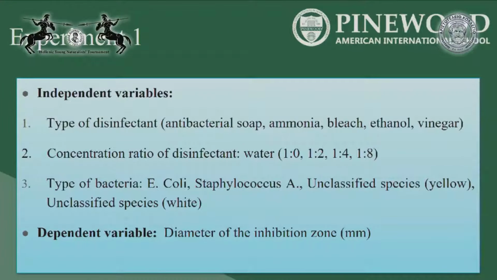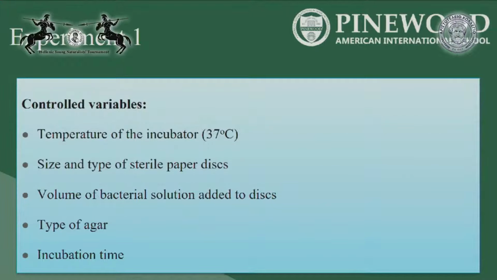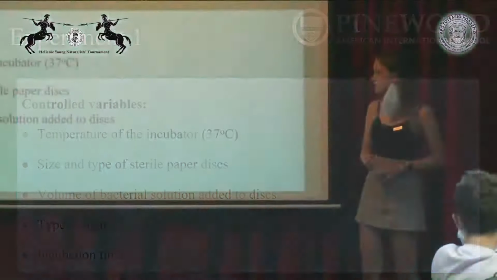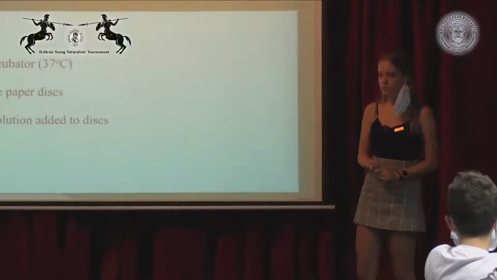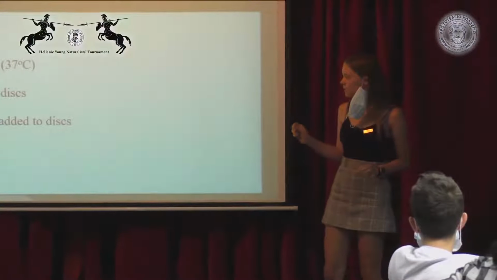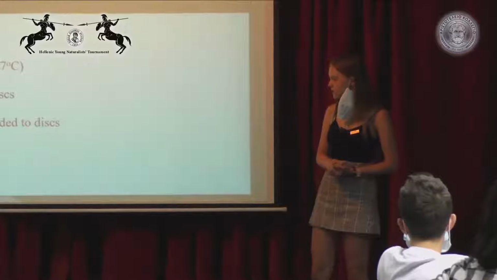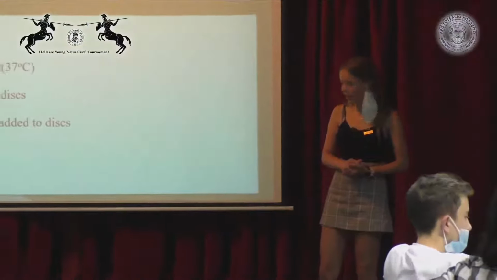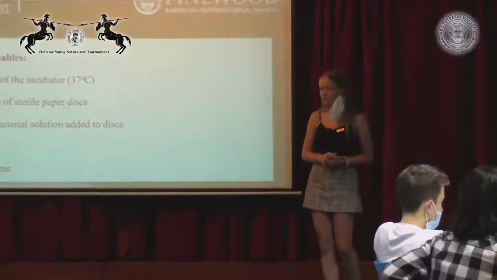Next slide. So our first experiment was to test this phenomenon. Our independent variables are the types of disinfectant, the concentration ratio of the disinfectant, and the types of bacteria, and our dependent variable was the diameter of the inhibition zone. And our control variables were the temperature of the incubator, which stood at 37 degrees Celsius, the size and type of sterile paper discs, which was 6 millimeters, the volume of bacteria solution added to the disc, the type of the agar, which was the soy agar, and the incubation time, which was 24 hours.